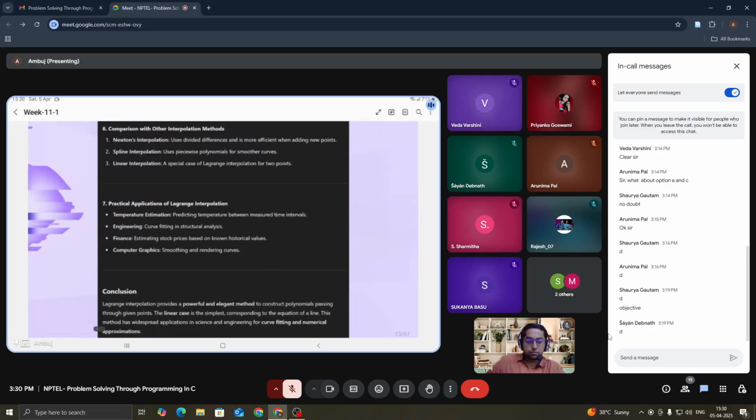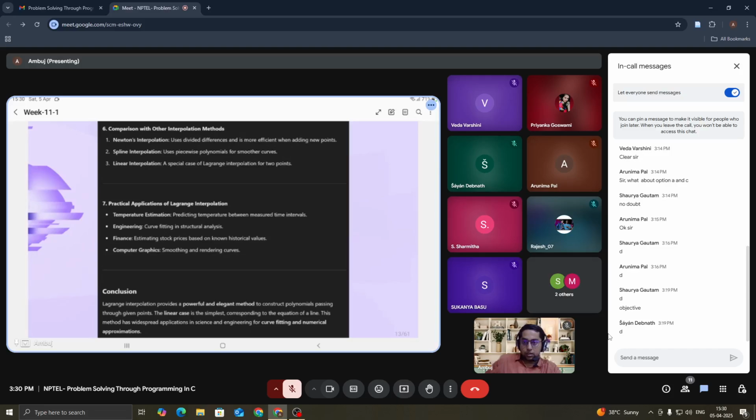Comparison with other interpolation methods. What are the other interpolation methods? Newton's interpolation, spline interpolation, or linear interpolation, which is the same thing as Lagrange interpolation here. Newton's interpolation uses divided differences, and it is more efficient when you are adding new points, while spline interpolation uses piecewise polynomials of higher orders for smoother curves. These two you will see if you take the course on numerical methods.